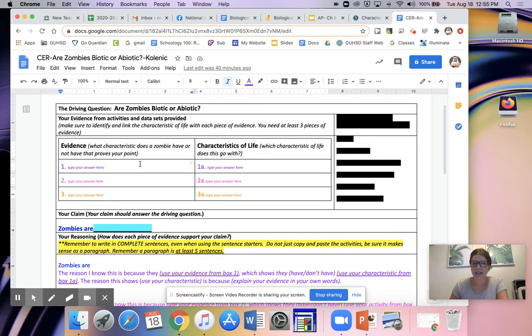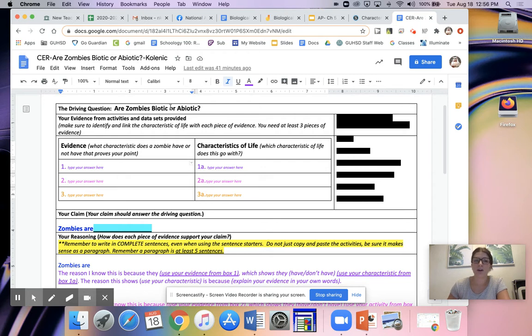How you're going to do that is you need to give evidence. So right here, it says, what characteristic does a zombie have or not have that proves your point? So if you're going to tell me, I think zombies are biotic, I think they're living, then you need to give me 3 things about a zombie that supports that. So first one could be, I know they move. Okay, awesome. So what characteristic of life would movement fit under? I'd probably say that would fit under responding to stimuli. They can move and respond. You need to give me another thing.